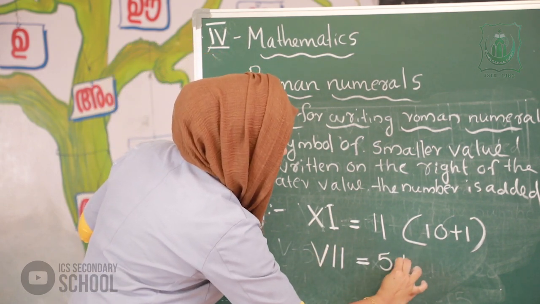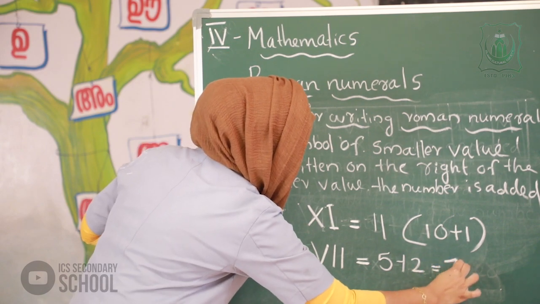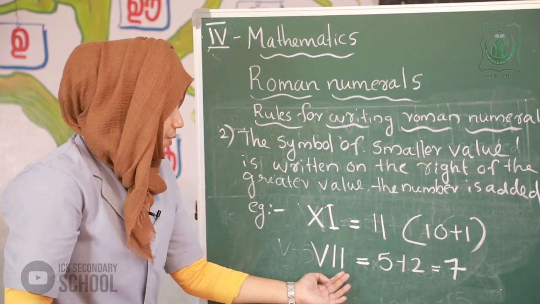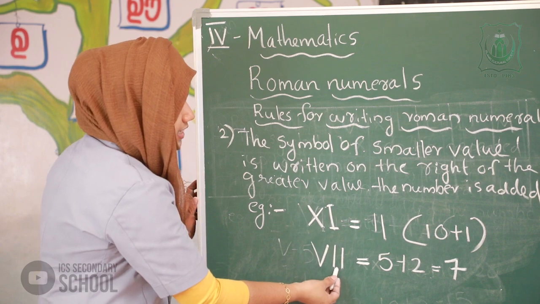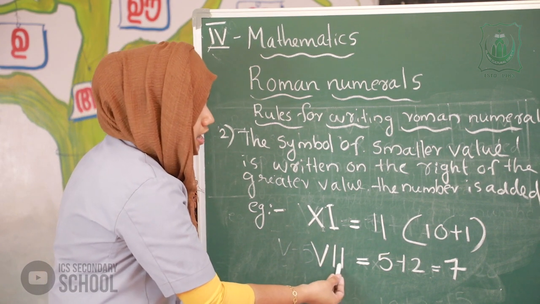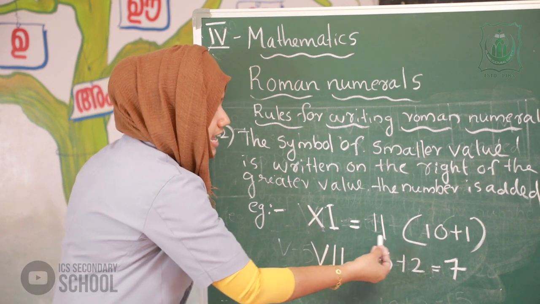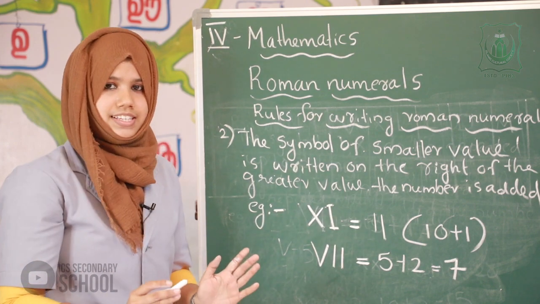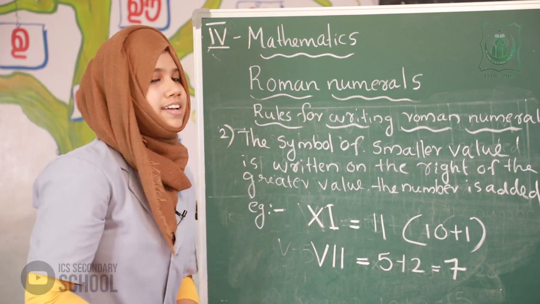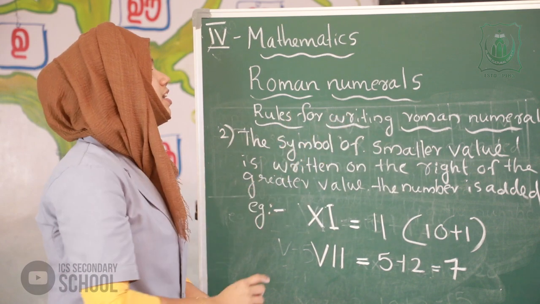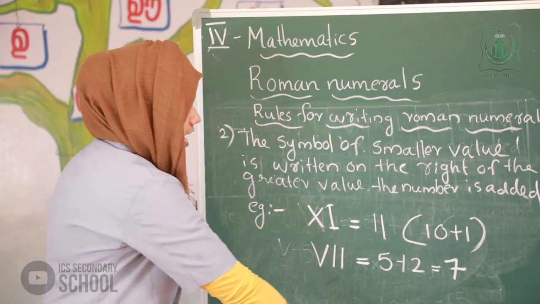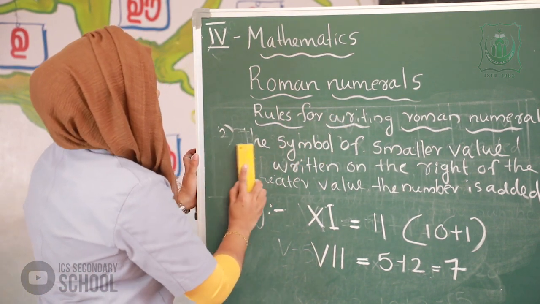Five plus 2. That means it is 7. The I is smaller than V, so it is added. Is it clear? This is the second rule of writing Roman numerals. And let us move on to the last rule.